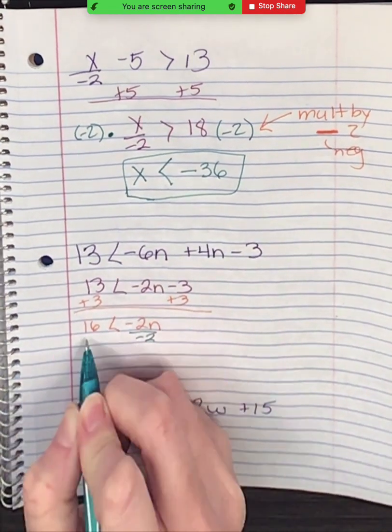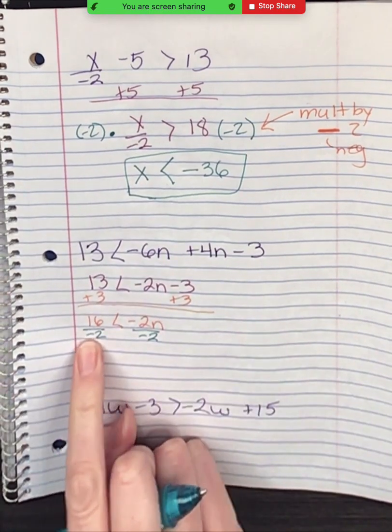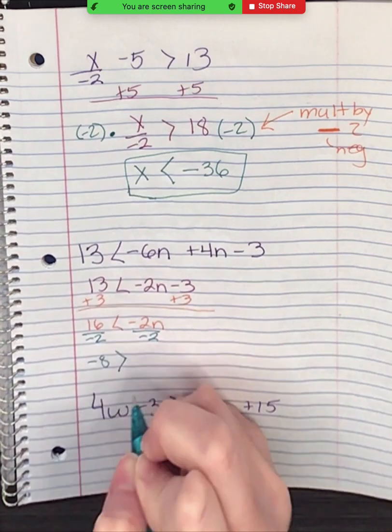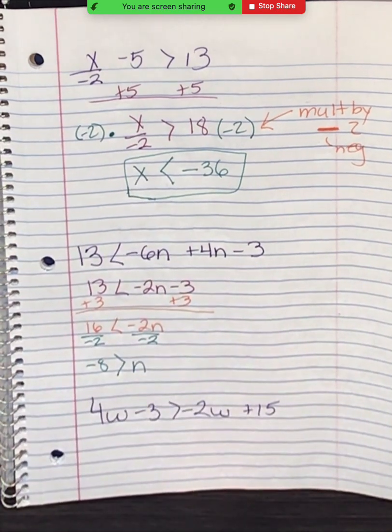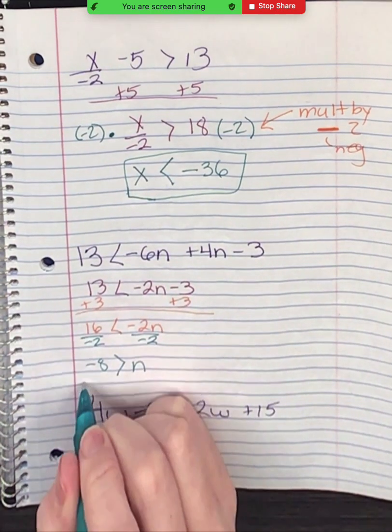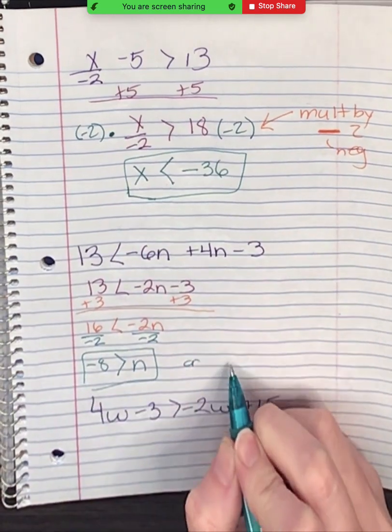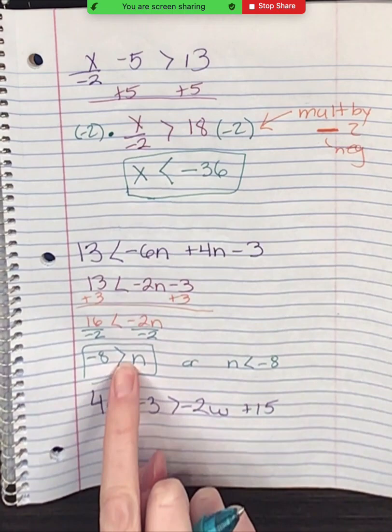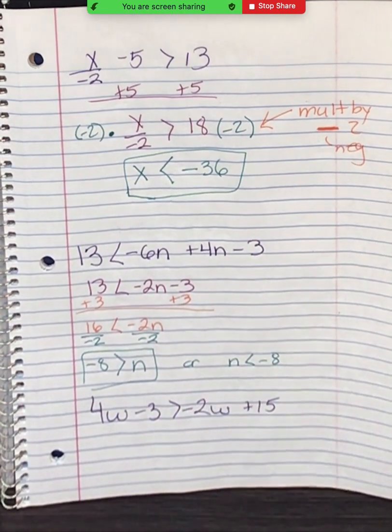So I'm going to divide by negative 2. This is a negative. So negative 8. Switch your inequality: greater than n. You could switch that and then say n is less than negative 8. They mean the same thing. Okay, the arrow is pointing to the smaller number.